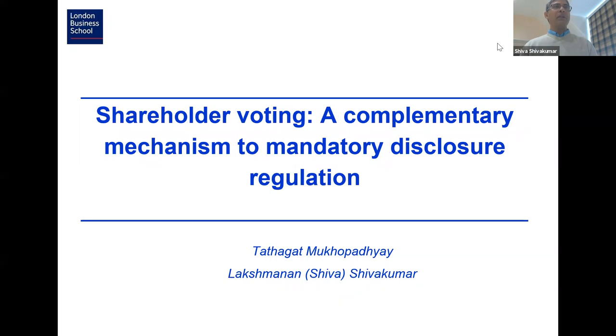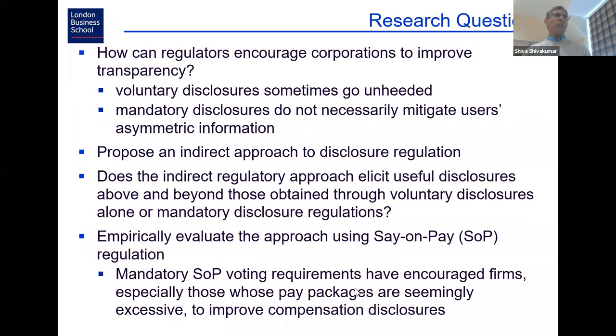So I'm going to be presenting this particular paper, which is titled Shareholder Voting, a Complementary Mechanism to Mandatory Disclosure Regulation. It's a paper that I've written with Tathagat Mukhopadhyay, who's my former PhD student. So what do we do in this paper? We ask the question, can regulators somehow encourage corporations to improve transparency in ways that are different to what we already know?